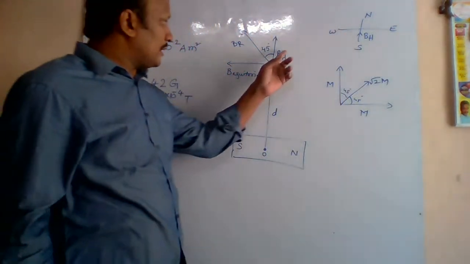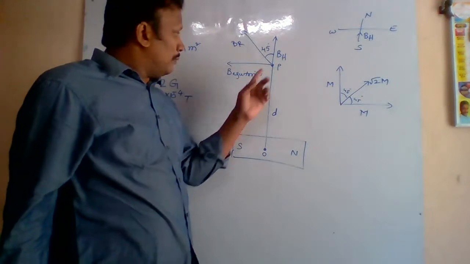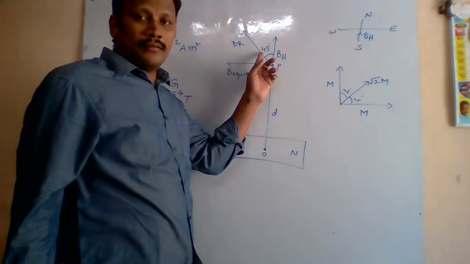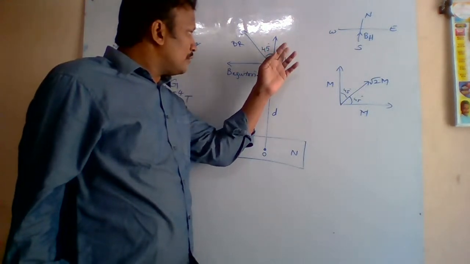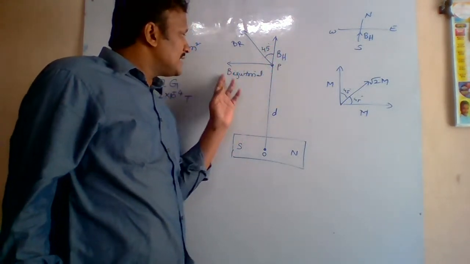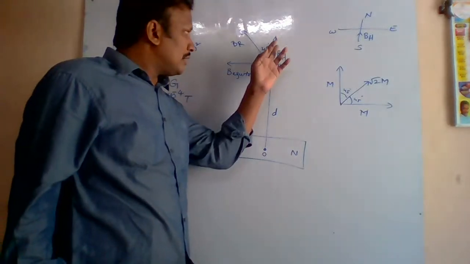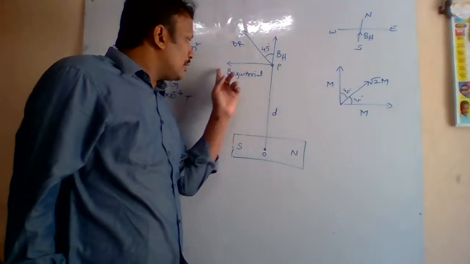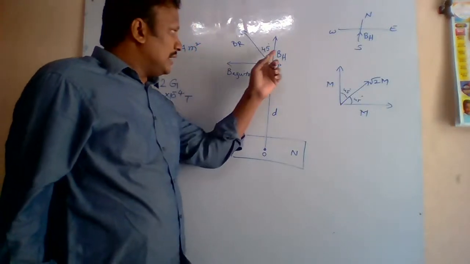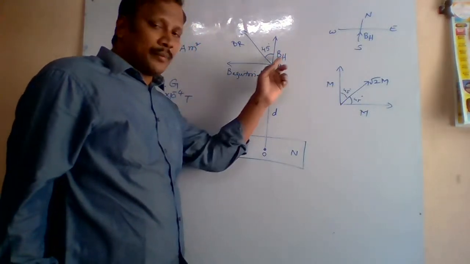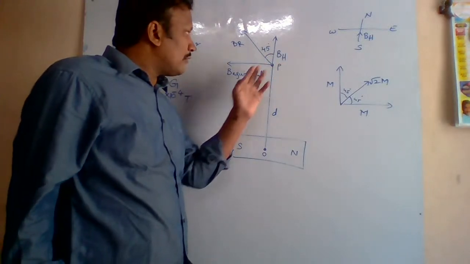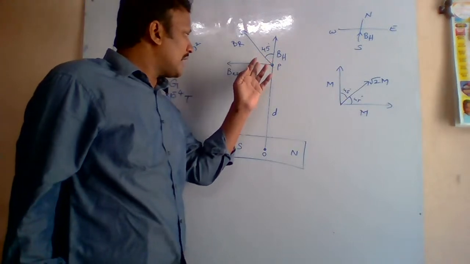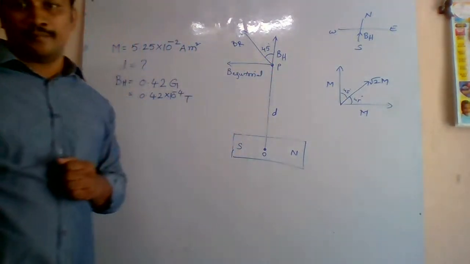So here is the same concept. Here BH is there, B equatorial is there. But the resultant is in this direction and it is making an angle of 45 degrees. So 45 degrees is nothing but what? What is the relation between these two? The magnitude of BH is equal to the magnitude of B equatorial. So whenever these two are perpendicular to each other, if they are equal, what happens? The resultant is making an angle of 45 degrees with BH or with B equatorial.